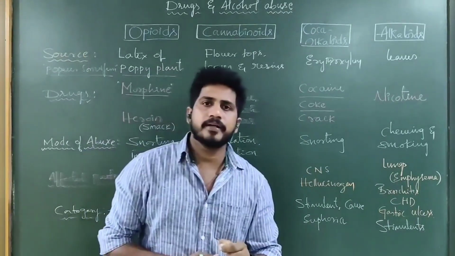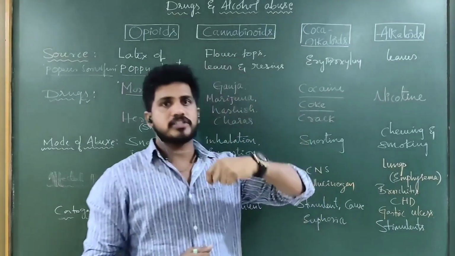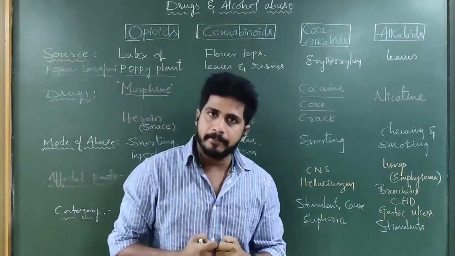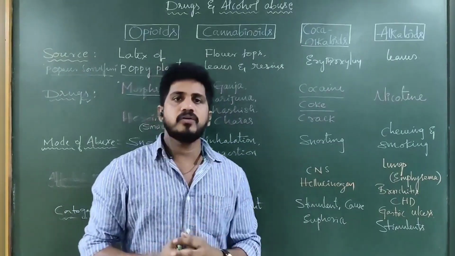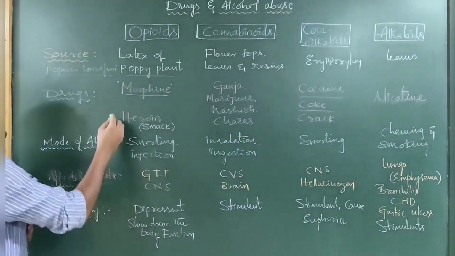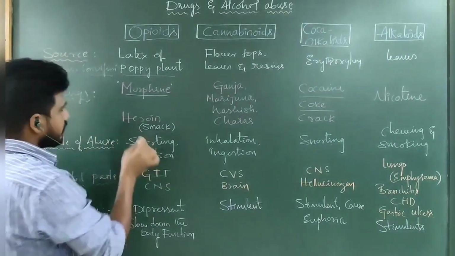Drug means a chemical which physically, physiologically and psychologically helps our body. Sometimes it acts as a depressant, sometimes it acts as a stimulant. So in that category we have to discuss. Morphine is a main drug.